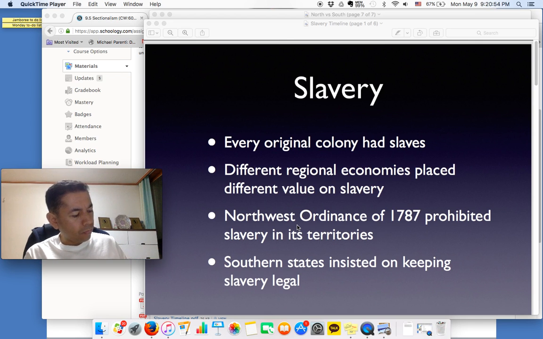So when you look at your map on page 404, you'll notice that there's the Mississippi River and the Ohio River labeled there. Well, the Northwest Ordinance of 1787 applied to the territories above the Ohio River. And so these were all territories at the time. And so when they eventually became states, they decided they weren't going to allow slavery in those states.